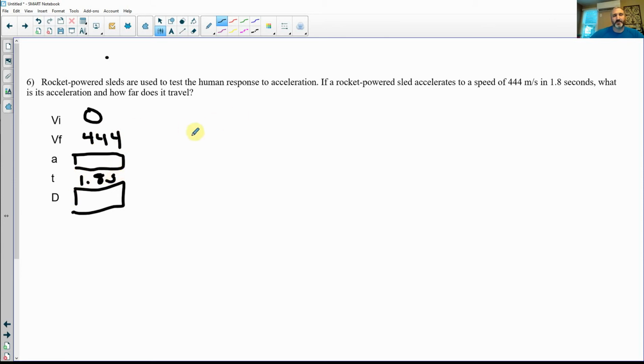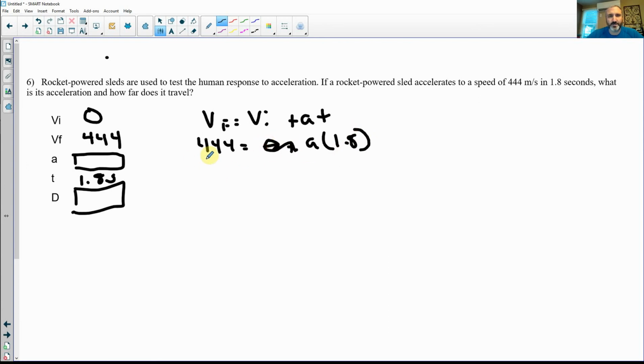That does not sound like a fun ride. Actually, it does sound like a fun ride. Probably pass out, but let's see how we do this. So VI, VF, A, and T, I think VF equals VI plus AT. And we'll figure out D at the end. So we'll figure out the acceleration first. 444 equals 0 plus A, which we don't know, times 1.8.